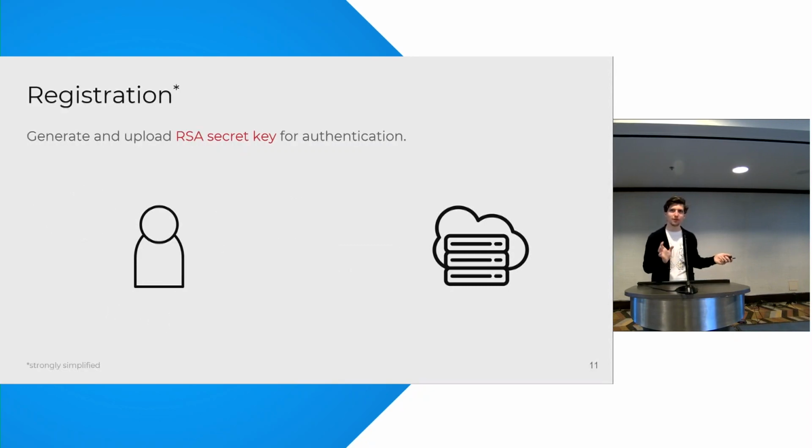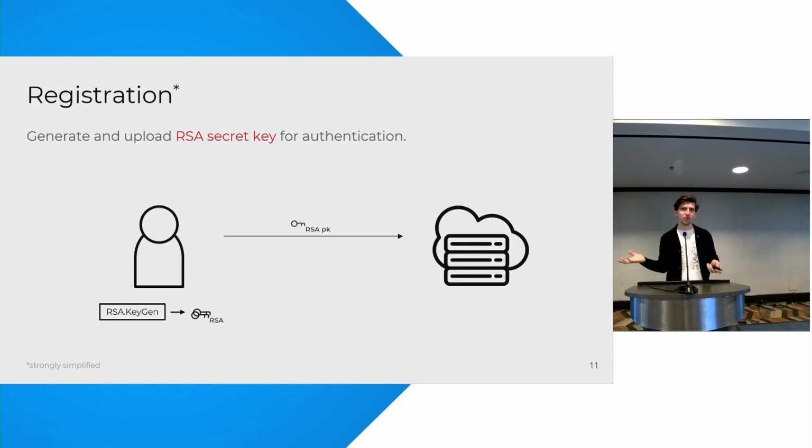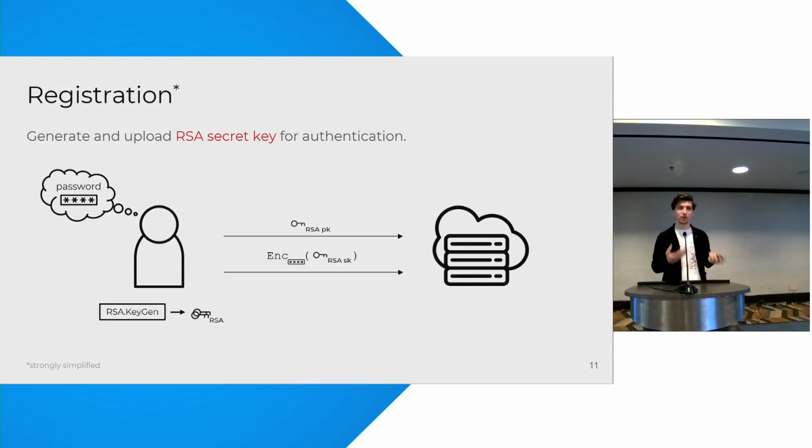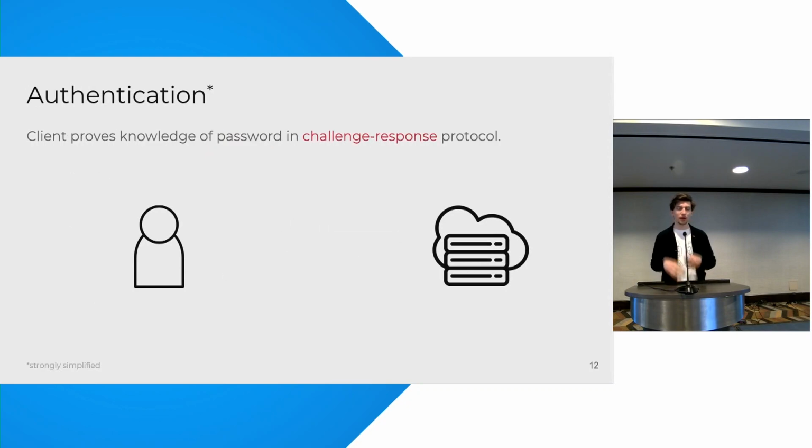We're also quickly going to discuss authentication because that's going to be crucial for our attacks. So during registration, a user generates an RSA key pair and then uploads the RSA public key to the server in plain text. The user also picks a password and then uses this password to encrypt the RSA-CRT key and upload this to the server as well.